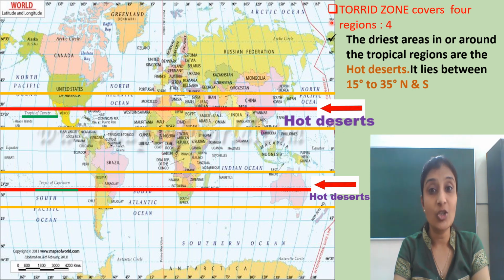Children, we will stop here. For the homework, you will read page number 83 to page number 87. In the next lecture, we will study the features of the torrid zone.